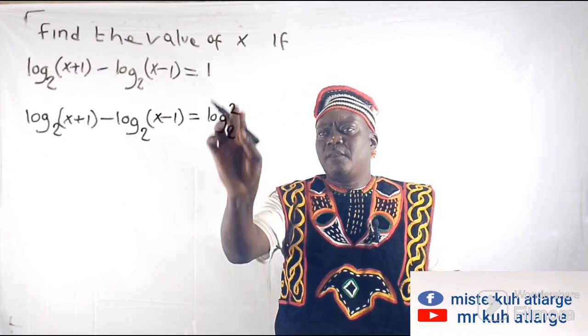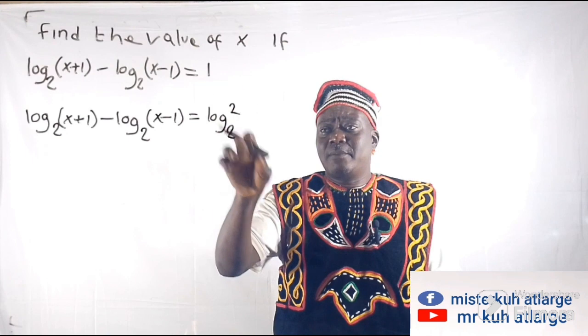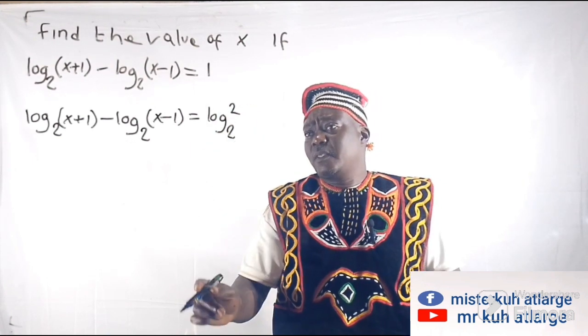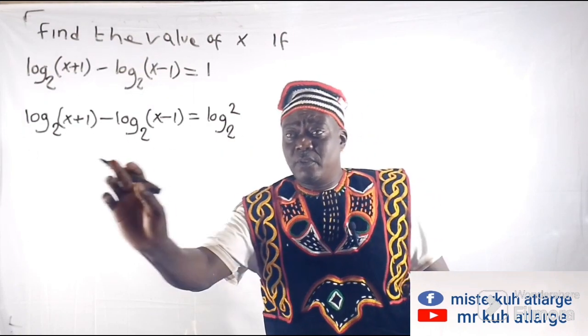Because if the log and the number are the same, that means that will be 1. That's why we have log to base 2 here. If you like, you can use base 3, but we want it to be uniform. That's how we do.